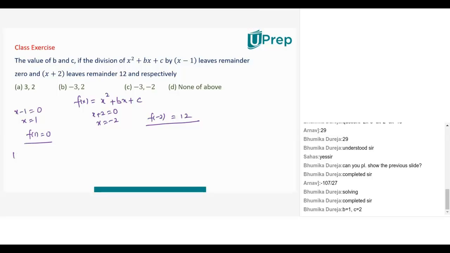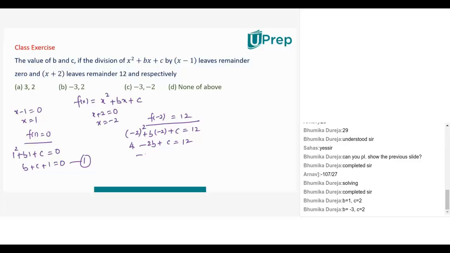So f of 1 equals 0: 1 plus b into 1 plus c is 0. That gives me b plus c plus 1 equal to 0. That is the first one. What is f of minus 2? Minus 2 square plus b into minus 2 plus c should be equal to 12. That's 4 minus 2b plus c equal to 12. To make it uniform, I am writing minus 2b plus c minus 8 equal to 0. That is the second. Now I need b and c values.